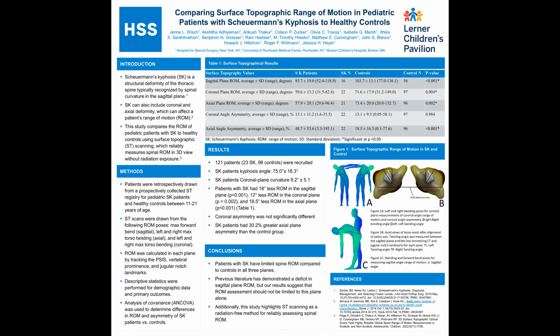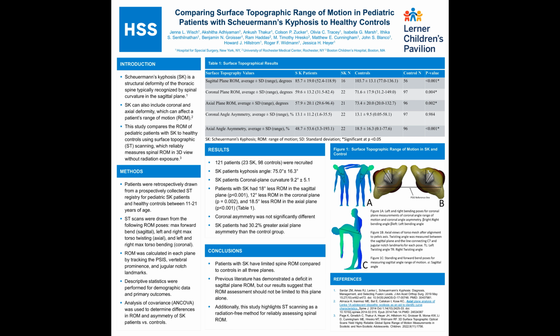By way of introduction, Scheuermann's kyphosis is a structural deformity of the thoracic spine, typically recognized by spinal curvature in the sagittal plane. Scheuermann's kyphosis can also include coronal and axial deformity, which can affect a patient's range of motion. This study compares the range of motion of pediatric patients with Scheuermann's kyphosis to healthy controls using surface topographic scanning, which reliably measures spinal range of motion in 3D views without radiation exposure.